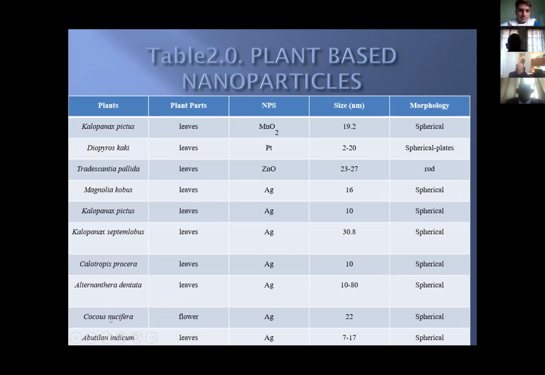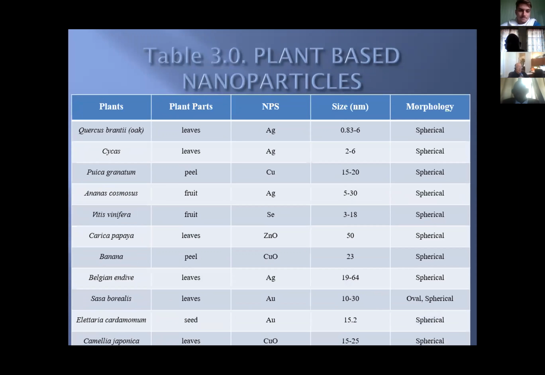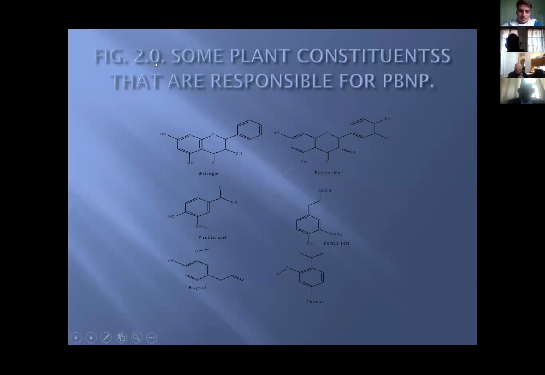It goes on, like Cocos nucifera, they used the flower, they used silver acetate or silver nitrate, silver nanoparticles, 22 dimension. So you can use a wide range of plants or plant parts or plants that you throw away. Like if you're gardening and you cut your plants, you can take the plant parts and convert them into very useful nanoparticles. Now, as I've said, there are natural products or chemical constituents or phytochemicals in the plants that are responsible for the production of these nanoproducts.